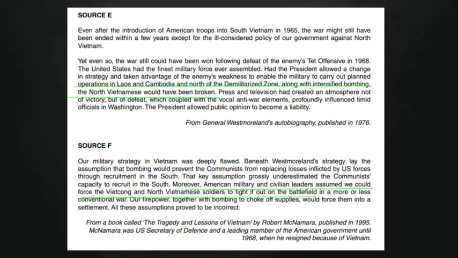And then in Source F, McNamara says American military and civilian leaders assumed we could force the Viet Cong and North Vietnamese soldiers to fight it out on the battlefield. So, in this case, the information provided in both sources is talking about an assumption that both persons are making about what happened in Vietnam and the strategy that the USA had in Vietnam.